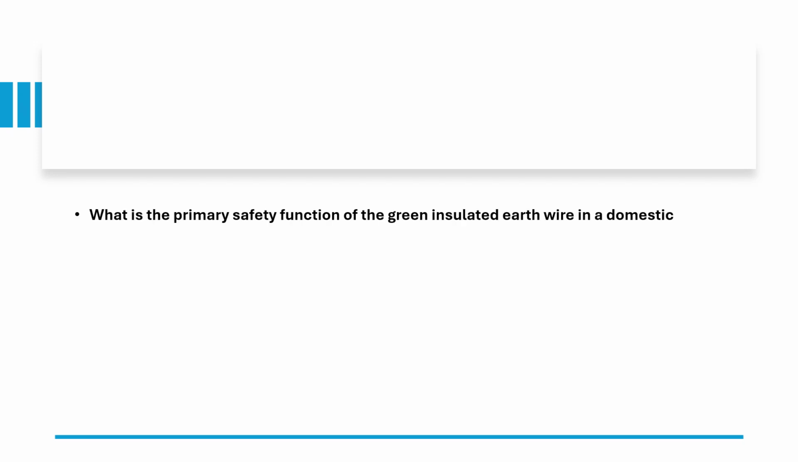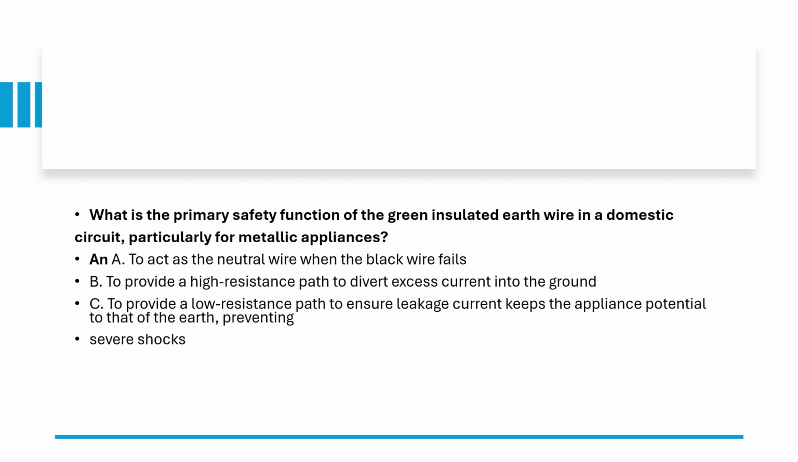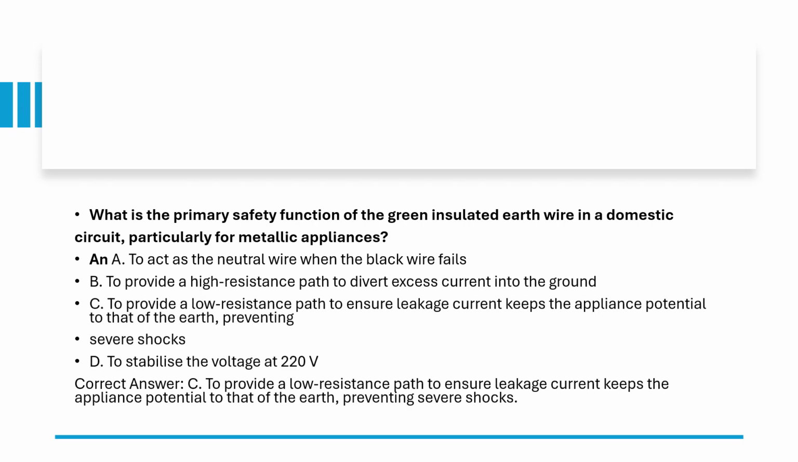What is the primary safety function of the green insulated earth wire in a domestic circuit, particularly for metallic appliances? Here are the options. The correct answer is option C, to provide a low resistance path to ensure leakage current keeps the appliance potential to that of earth, preventing severe shocks.